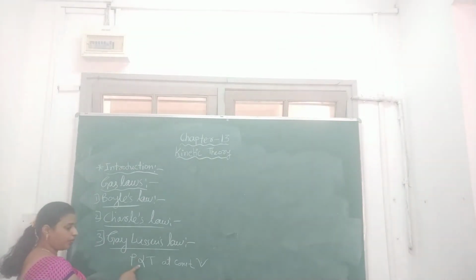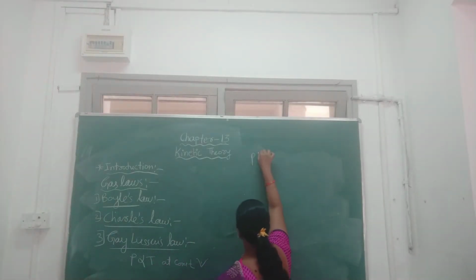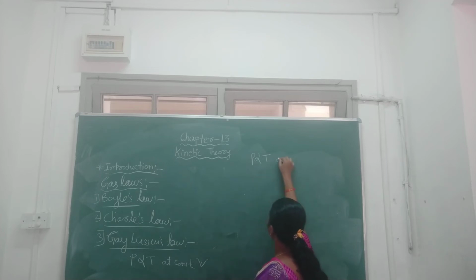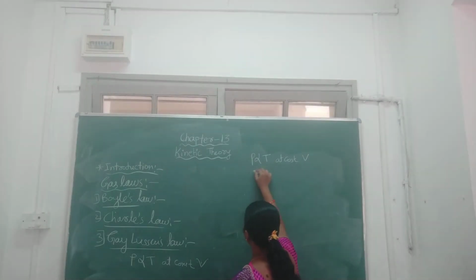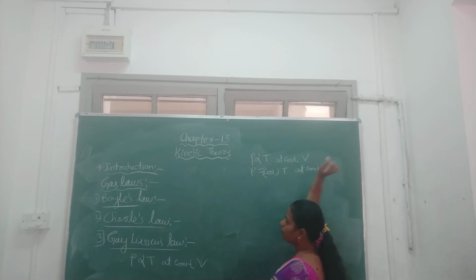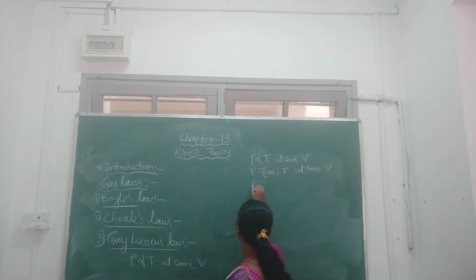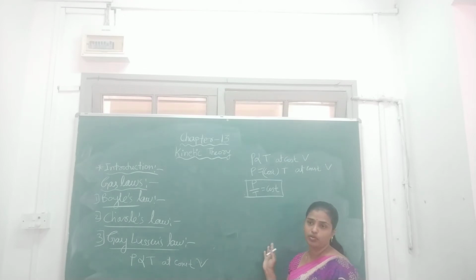So the proportionality sign, you should take as an equal sign. That is, P is directly proportional to T at constant volume. Then you should take one constant: P is equal to constant into T at constant volume. T taking this side, P by T is equal to constant. So this is the equation for Gay-Lussac law: P by T is equal to constant.